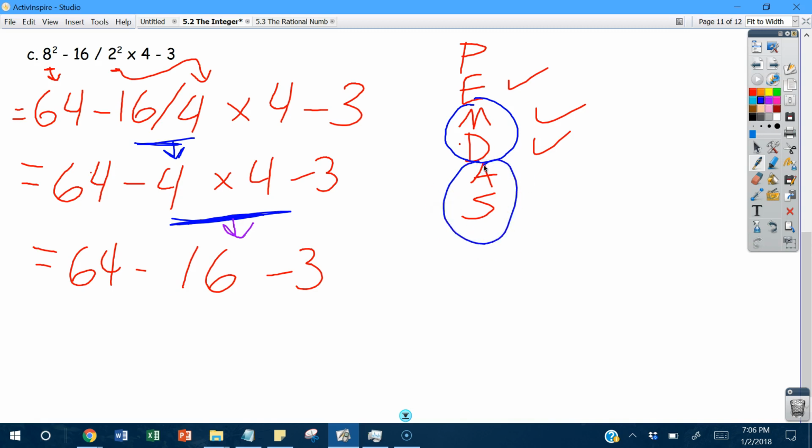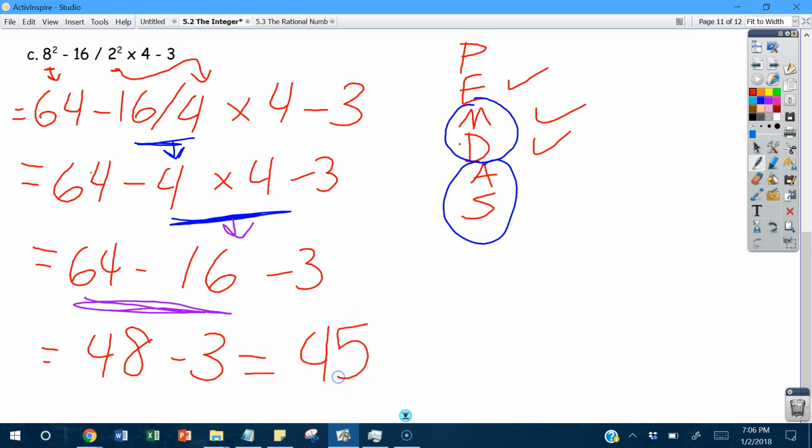All there is to do is subtracting, and let's keep that rule of thumb. Let's start from the left and then go to the right. So that means I'm going to do the 64 minus 16 first, and then I'll do the -3. So if I do 64 minus 16, that gives me 48, and then I'll bring down the -3, and 48 minus 3 is 45. So that is how I would tackle such a long problem like part C.